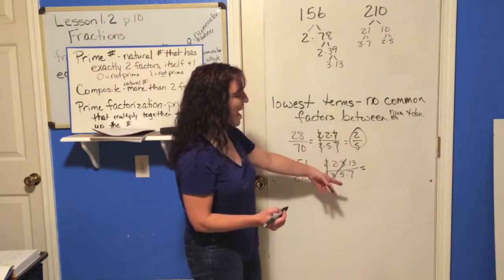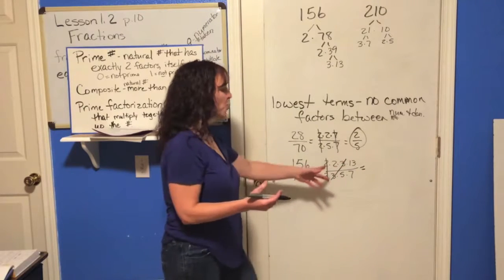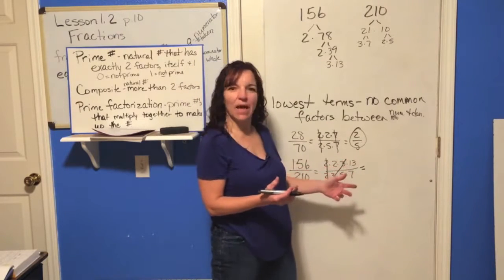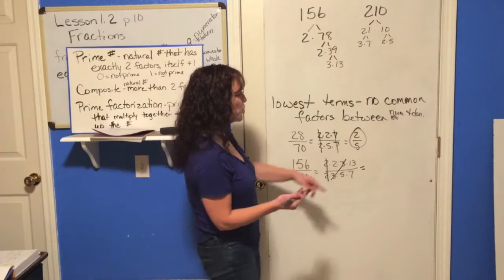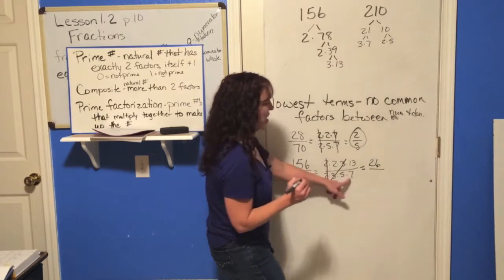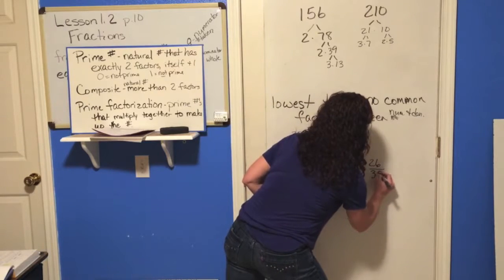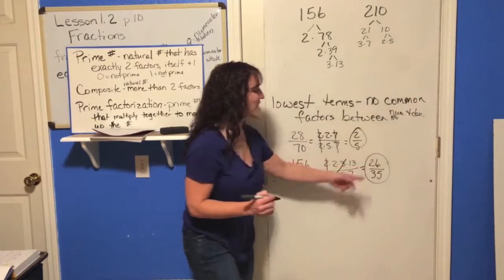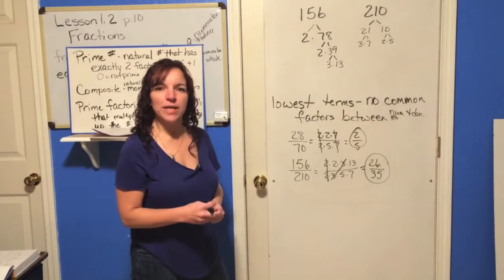So none of the others match. So now to get your final answer, you're going to multiply those back together. So 2 times 13 is 26. And 5 times 7 is 35. So your reduced fraction is 26/35, and you're done.